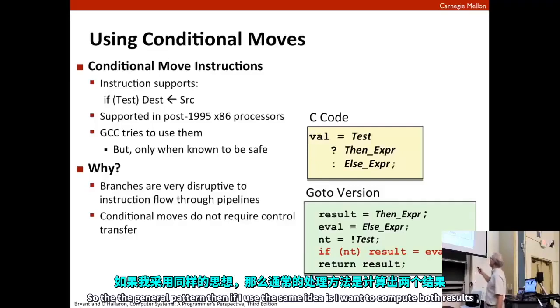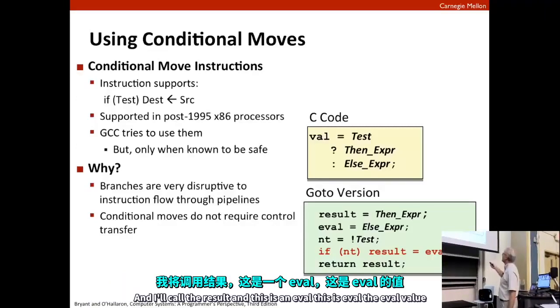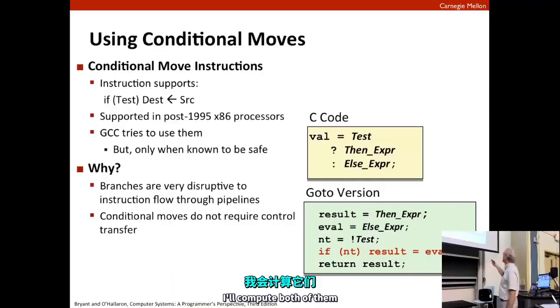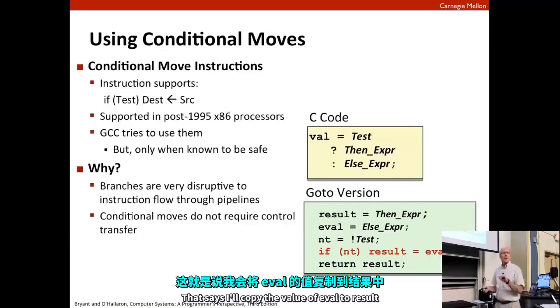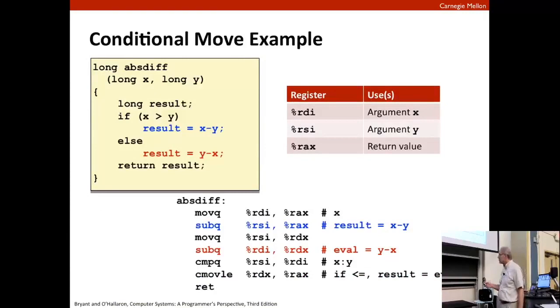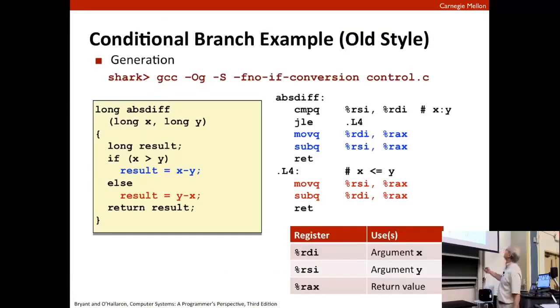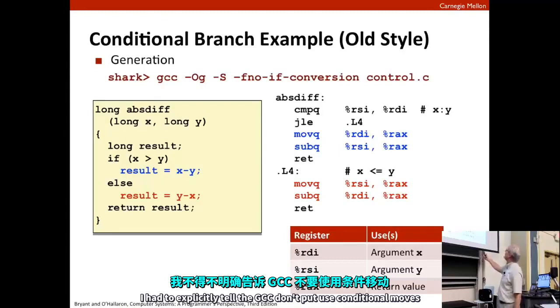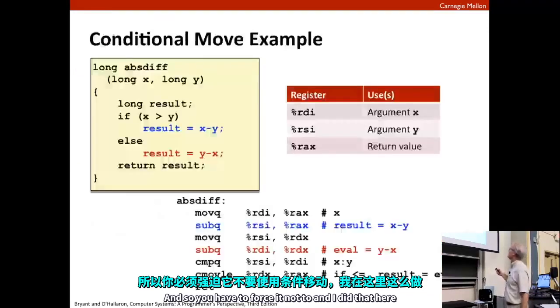So the general pattern then, if I use the same idea, is I want to compute both results. I'll call the result, and this isn't eval, this is eval, the else value. I'll compute both of them. I'll do my test. And then this red thing, imagine that's all done with a single instruction that says, I'll copy the value of eval to result, but only if a condition holds. So that's why it's called a conditional move. By the way, you saw in my original version, sorry to have to jump back, I had to explicitly tell GCC don't use conditional moves, because it really wants to very badly. And so you have to force it not to. And I did that here.